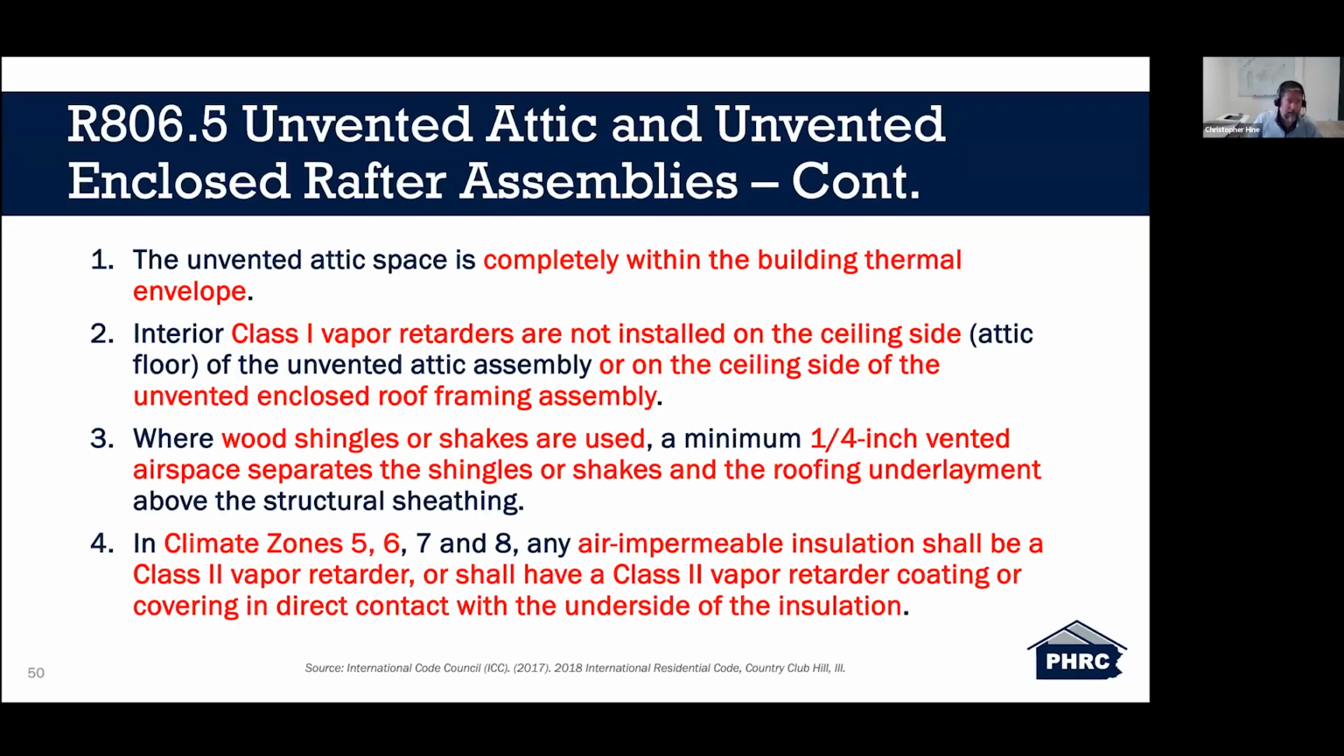Number 2, interior class 1 vapor retarders are not installed on the ceiling side of the unvented attic assembly or on the ceiling side of an unvented enclosed roof framing assembly. Again, that unvented enclosed roof framing assembly is a ceiling without an attic space. So we cannot have a class 1 vapor retarder on the ceiling side of that assembly. Number 3, where wood shingles or shakes are used, a minimum of 1/4 inch vented airspace separates the shingles from the roof underlayment.